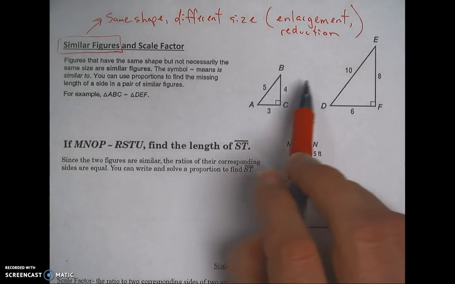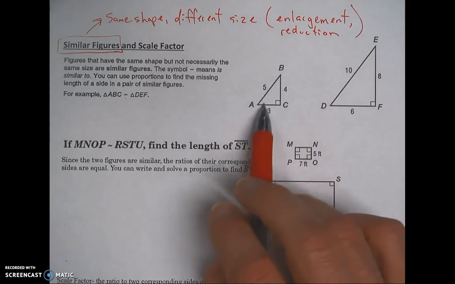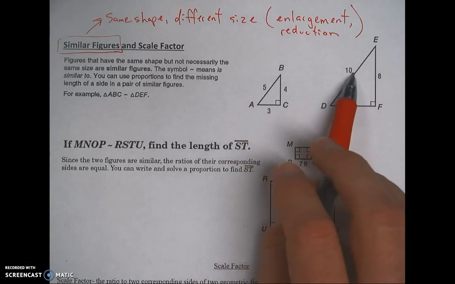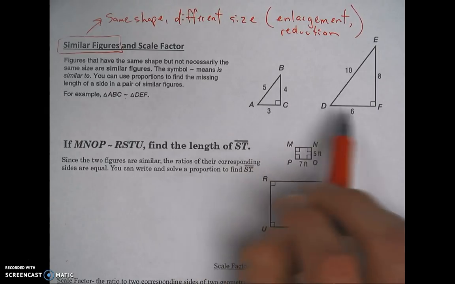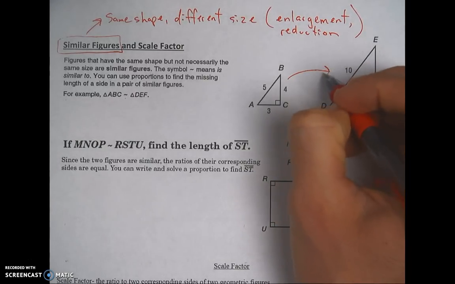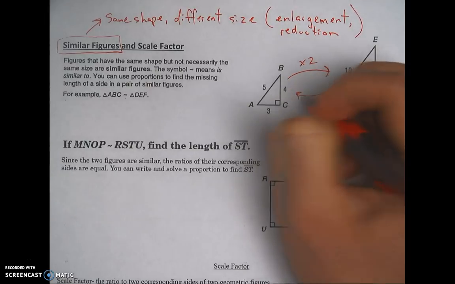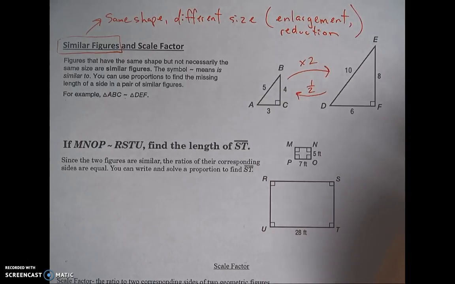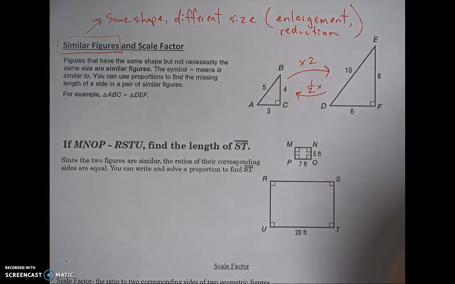So take a look at the sides and how they correlate. This side matches this one, and it went from 5 to 10, and this one matches this side, and it went from 4 to 8, and this one went from 3 to 6. So you can see the correlation. Basically, all the side lengths were doubled. And if you were going this way, all the side lengths, 10 to 5, 8 to 4, 6 to 3, were being cut in half. So you're multiplying by 2 to go this way. You're multiplying by a half to go this way.